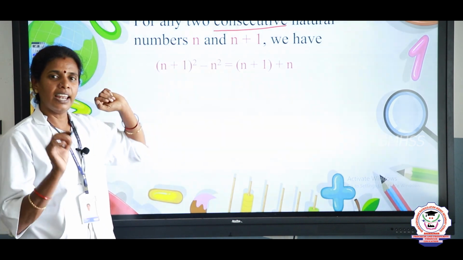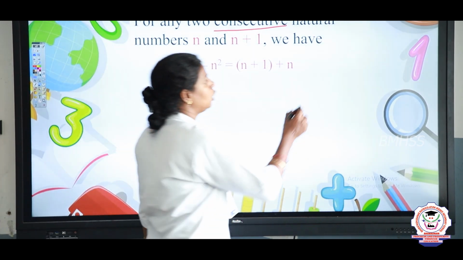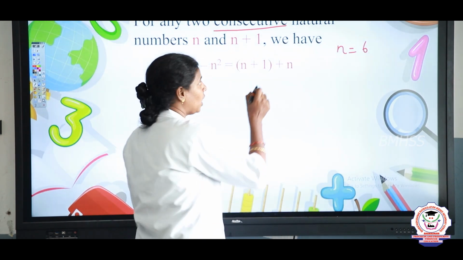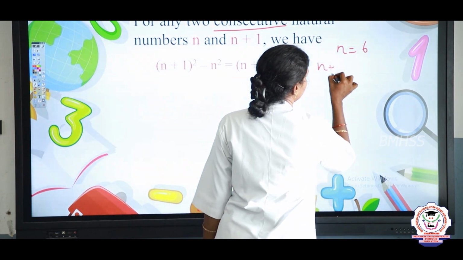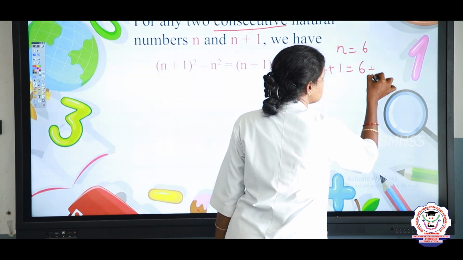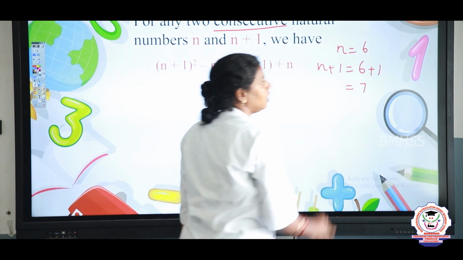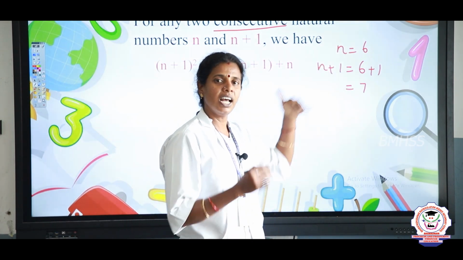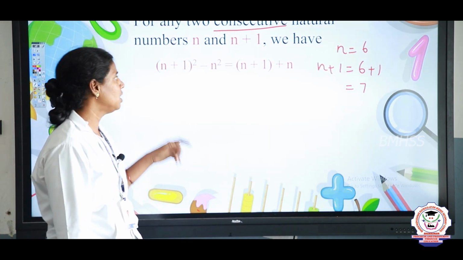First we will consider n as a natural number. If n value is 6, what is n plus 1? Here they have given n plus 1. n plus 1 equal to 6 plus 1, which is 7. So n and n plus 1 is 6 and 7, which are the consecutive natural numbers.